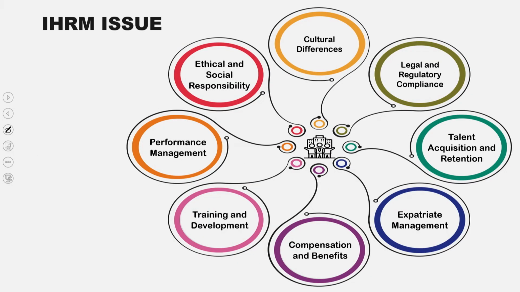Now we look into the IHRM issues. Very quickly, if you look at the key IHRM issues, we will see that it starts with cultural differences. Managing a global workforce means dealing with different cultural norms, attitudes and expectations. So work ethics might be different, leadership styles may be different, and communication approaches vary significantly. Let's say in the US, employees prefer direct and open feedback, whereas in Japan, communication is often indirect to maintain harmony. So a US manager working in Japan might need to adjust their leadership approach to be more diplomatic.